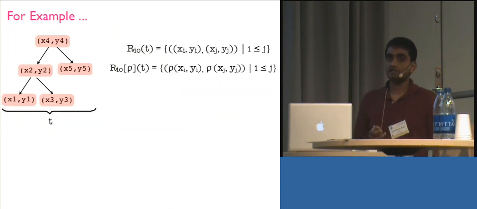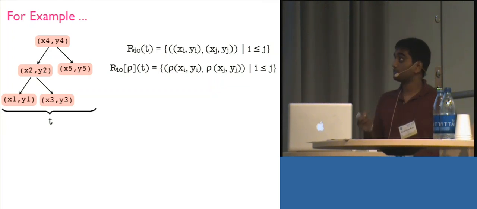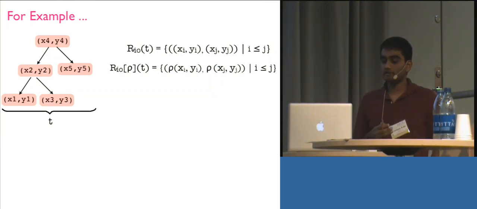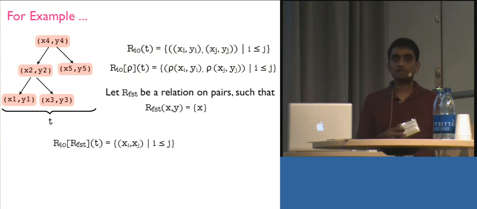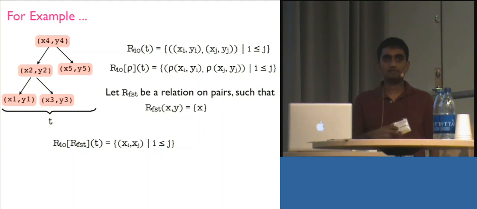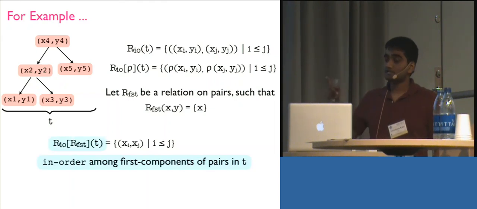Consider an example. Consider a tree T that contains pairs. We have seen that RA of T relates the elements in the tree T, so it relates pairs in the tree. Rho parametric RA of T relates rho interpretations of pairs, so it's rho of xi yi to rho of xj yj, where xi yi and xj yj are pairs in the tree. So if we let RFST be a relation such that RFST of a pair is a singleton set of its first component, and we instantiate the parameter rho in the parametric in-order relation with the RFST relation, we get a relation that relates first components of pairs in tree T.